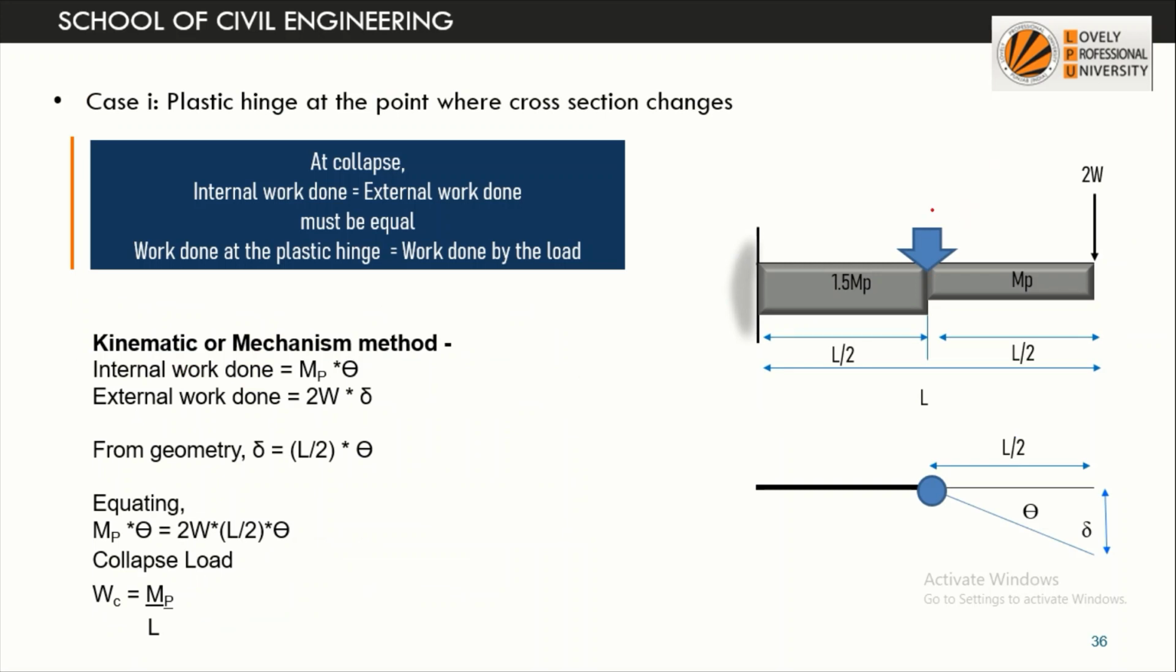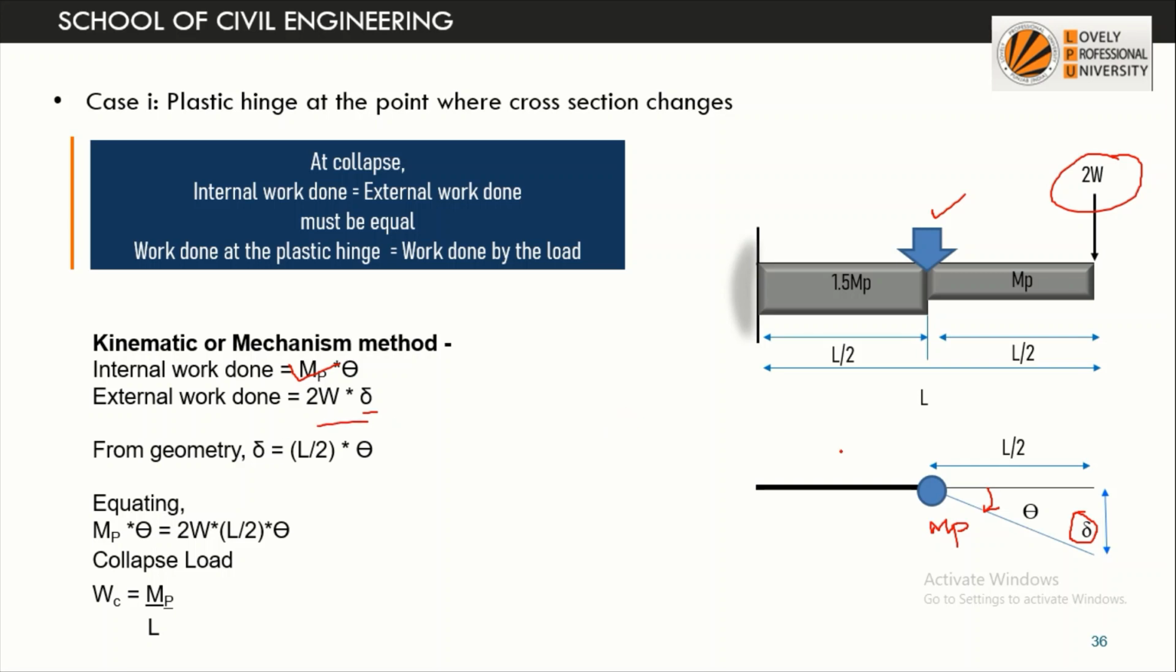First we will consider this one. Suppose the plastic hinge is formed at the point where the cross section changes. We will calculate the value of internal work done. Only one plastic hinge is formed. What is the value of plastic moment? It is MP, and suppose the rotation is theta, so it will be MP into theta. The load acting is 2W, and suppose the displacement is delta. So external work done is equal to 2W into delta.